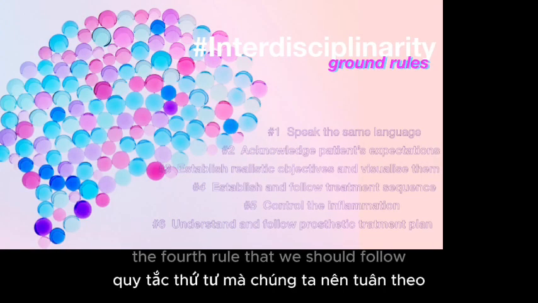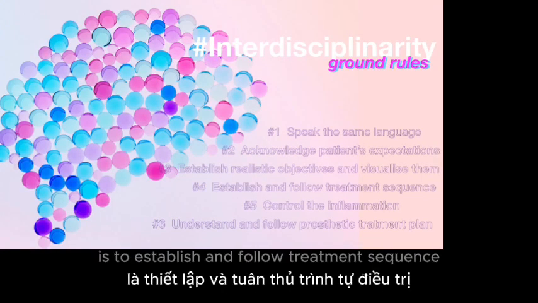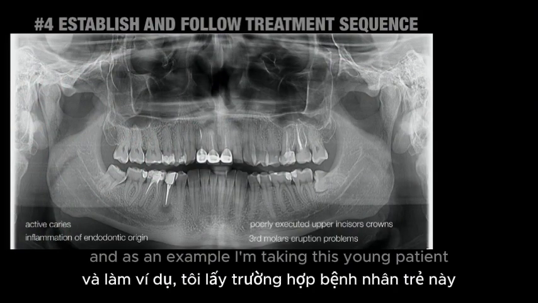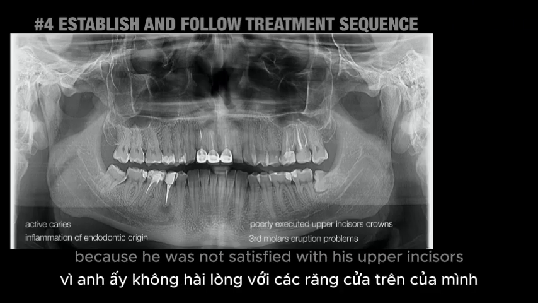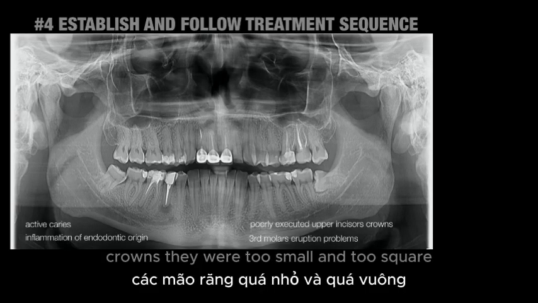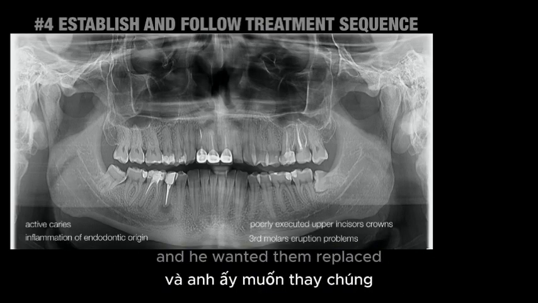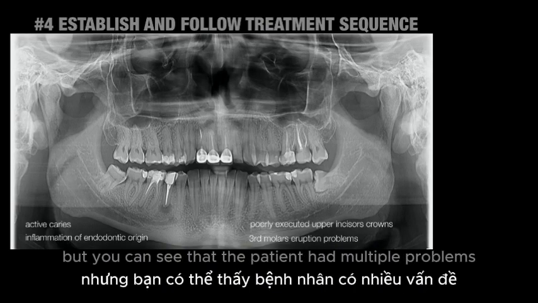The fourth rule that we should follow is to establish and follow treatment sequence. As an example, I'm taking this young patient who went to my prosthodontist's office because he was not satisfied with his upper incisors crowns. They were too small and too square, and he wanted them replaced.